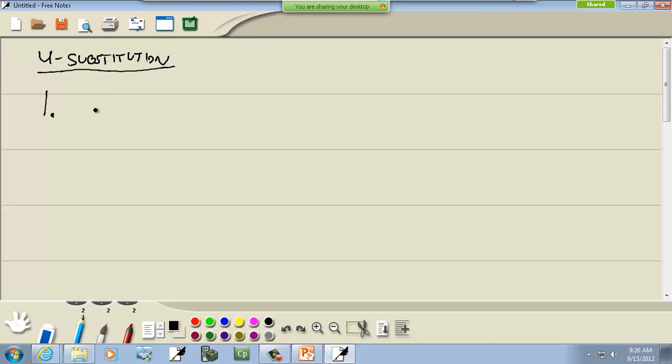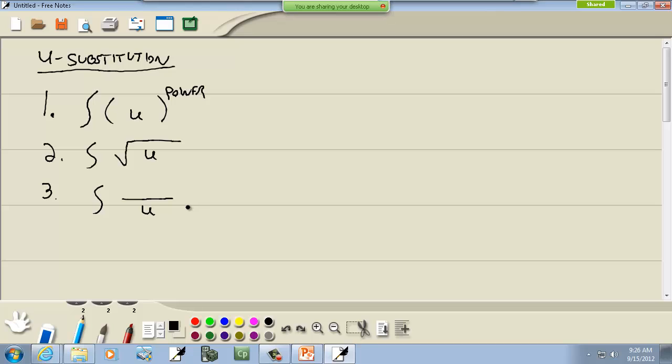If you had a problem that had parentheses to a power, then you would try to let u equal to what's inside the parentheses. If you had a problem that had a radical of some sort, you try to let u equal to what's inside the radical. If you had a fraction of some sort, you try to let u equal to the denominator. If you had e to a power of some sort, where it's more than just a number, you let u equal to the power.